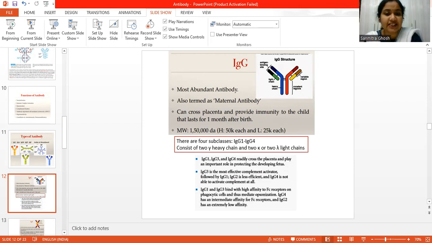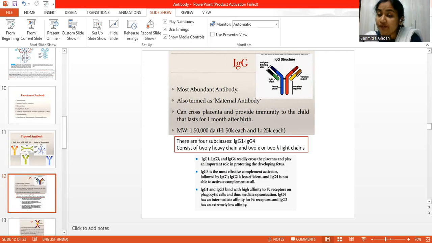So as I mentioned, it consists of 2 gamma heavy chains and 2 kappa or 2 lambda light chains. Here one thing you must remember: it is never the combination of 1 kappa and 1 lambda chain. It is always either 2 kappa chains or 2 lambda chains.